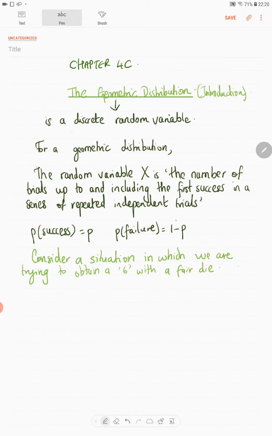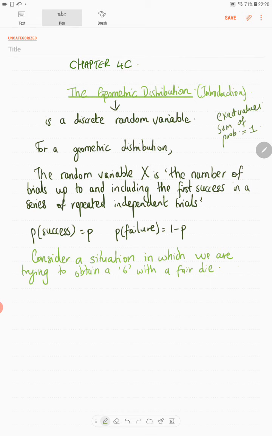So the geometric distribution is a discrete random variable, just as the binomial distribution. For a discrete random variable, you have two properties. The random variable takes only exact values, that is whole numbers 1, 2, 3, 4, 5, etc. And the total sum of probabilities must be equal to 1. These two are very important for a discrete random variable.